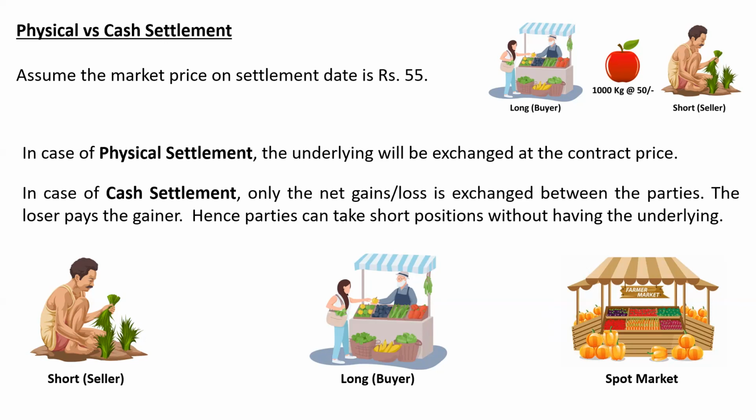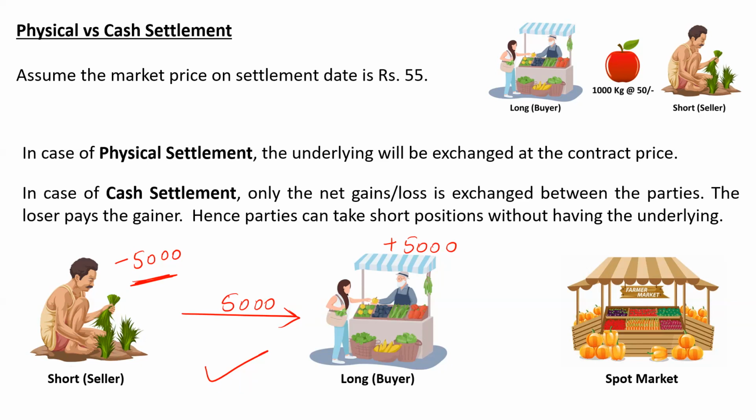In case of cash settlement, only the net gains and losses are exchanged between the parties. The loser pays the gainer, and the underlying is not going to be exchanged. Here the farmer is losing 5,000 and the wholesaler is gaining 5,000. The loser is going to pay the gainer and the transaction is settled. Because the farmer is losing 5,000, he will pay 5,000 to the wholesaler and this contract is settled. No need of exchanging the underlying.